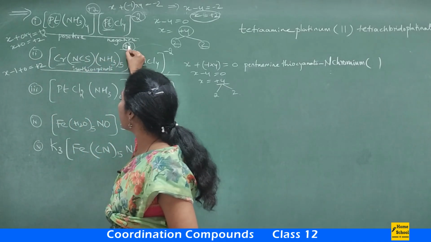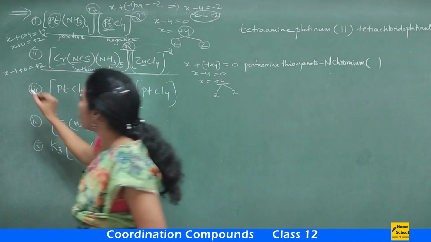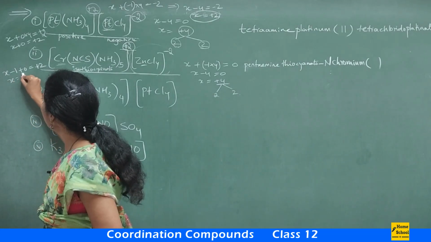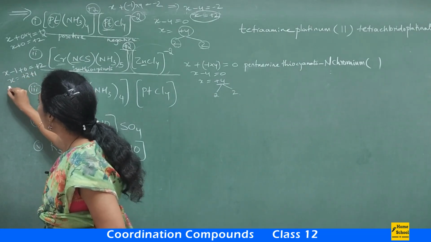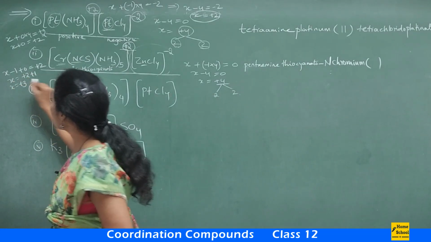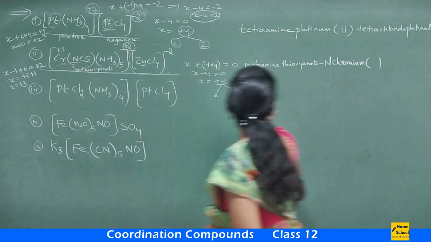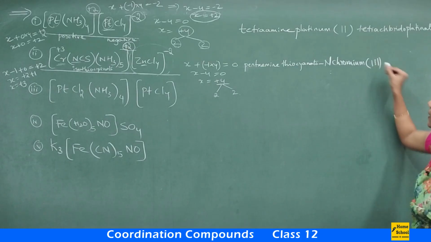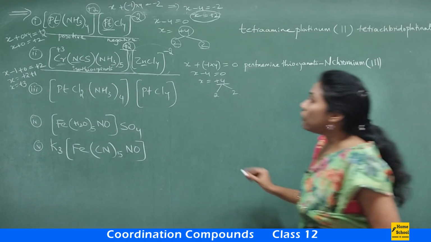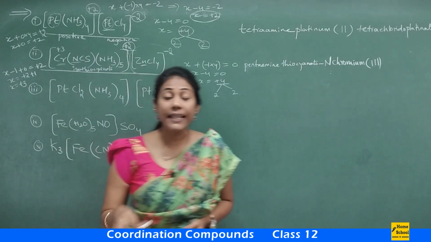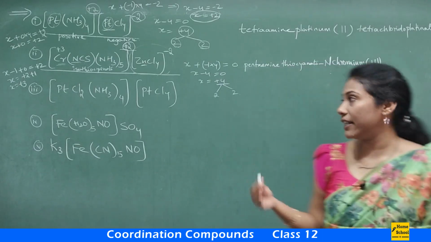Don't equate it for 0, you are equating for +2. So you will get X is equal to +2 plus 1. So X is equal to +3. So the oxidation state of chromium is +3, guys. Okay, so I'll mention the Roman number 3. Okay. Now the positive part's name is over, the negative part's name we are trying to write.